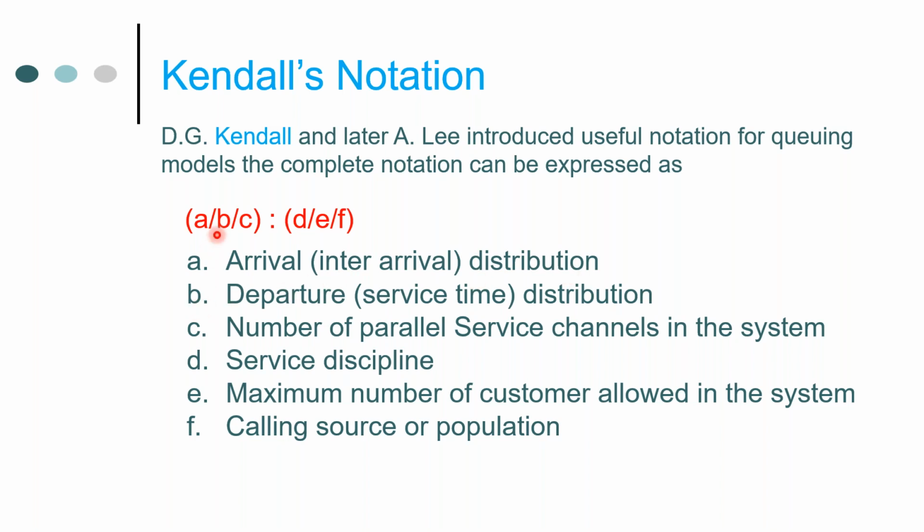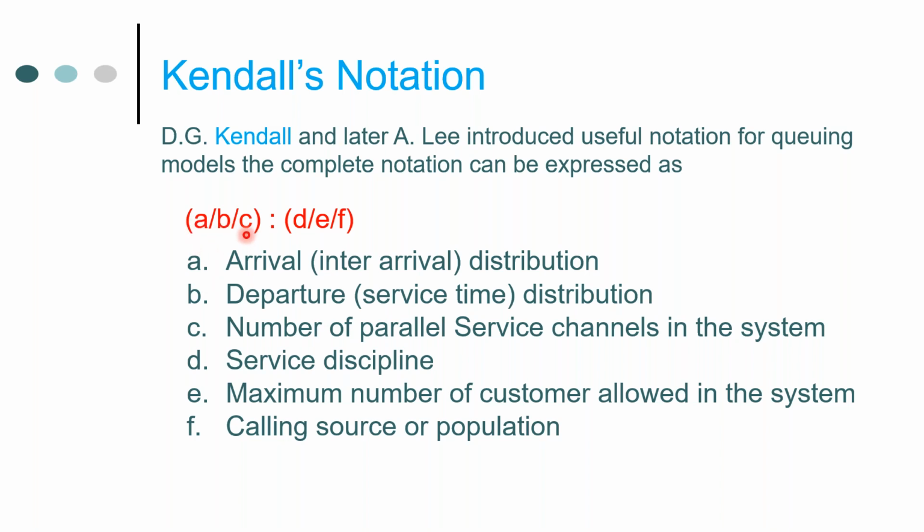Now B represents your departure distribution or your service rate distribution. How is your service rate distributed? In most of the cases, we have seen that the arrival rate follows the Poisson distribution, and the departure rate or service rate follows the exponential distribution. These particular distributions will be represented by some alphabet, and these alphabets will be used at the position of A or at the position of B.